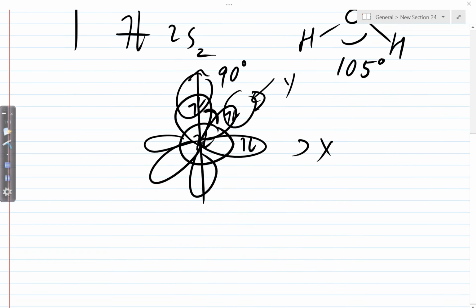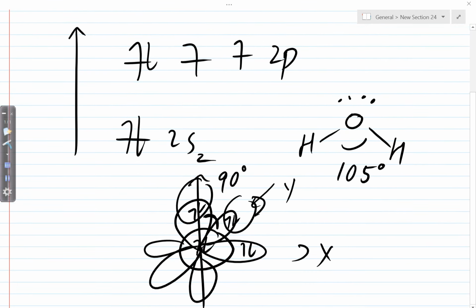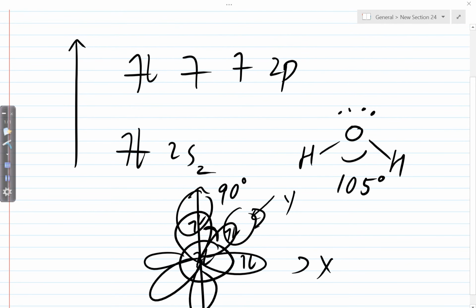But what about CH4? What's the expected bond angle? 109.5. You sure? That's not the expected. That's the actual, right? So the expected, same thing. Remember just now that case, we have this scenario. So if we have it like this, we are going to end up with 90 degrees as well, correct? You can see why, right? But we know that the actual is 109.5. For water, the actual is 105.